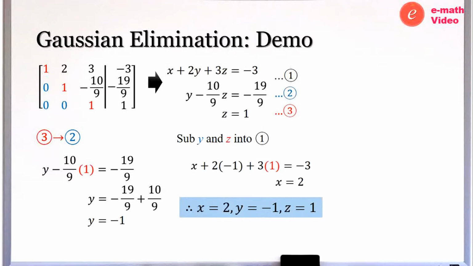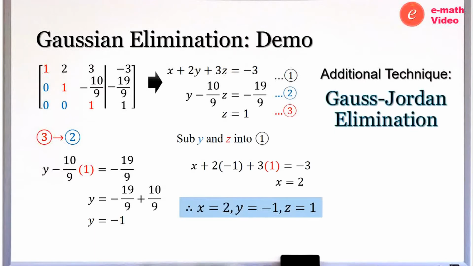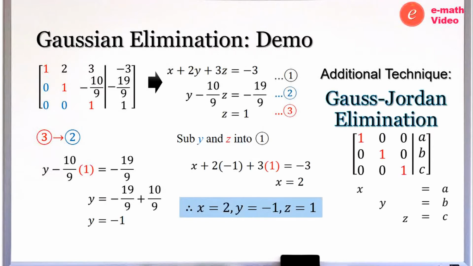Actually, there is another additional technique we call Gauss-Jordan elimination, which is used to further simplify the matrix into reduced row echelon form, which means we can read the solution directly from the column. But don't worry, I will talk about it in the next video.